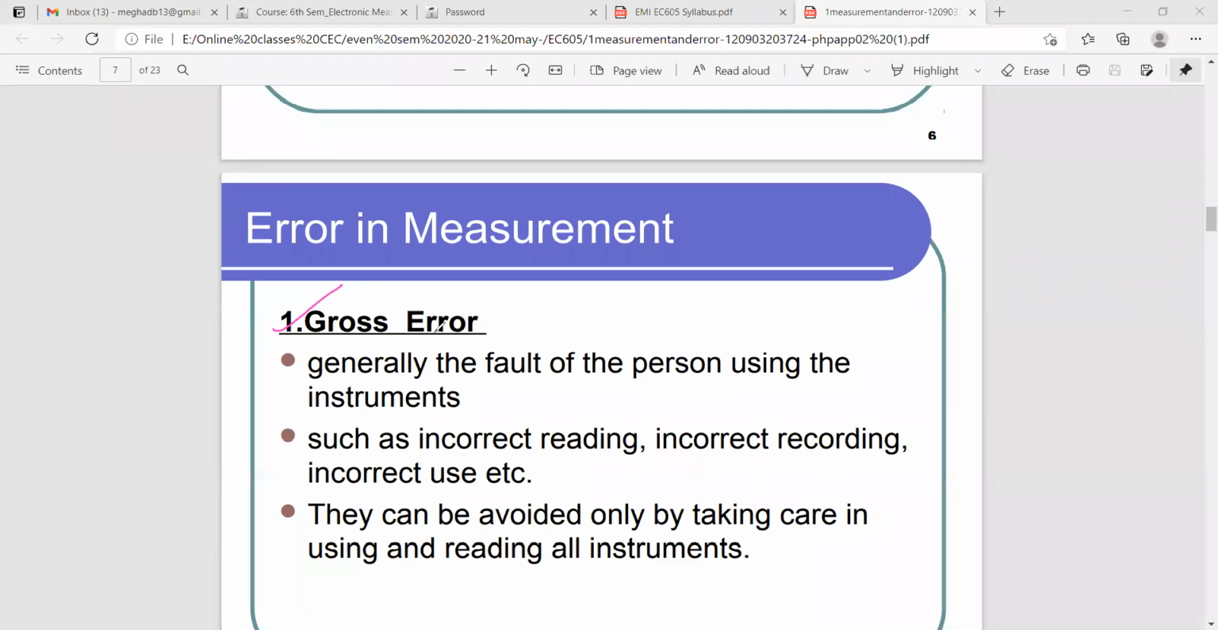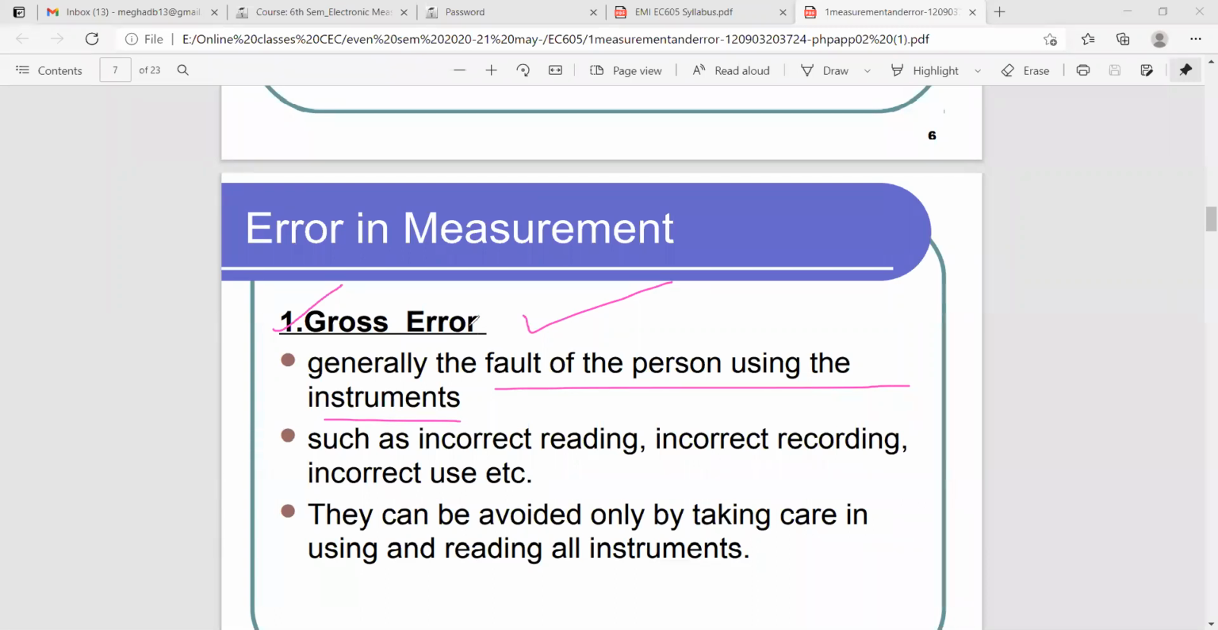So it's very clear that gross error is only possible because of a fault done by a person using that instrument. There are many instruments in our lab, but sometimes we don't know how to use an instrument, or we are using it but it happens to have some fault because of the use, and we are unaware of that. So while taking a reading, if the calibration is not proper, or if we have not placed the parts properly anywhere, we will get incorrect reading and incorrect recording, because of incorrect use.